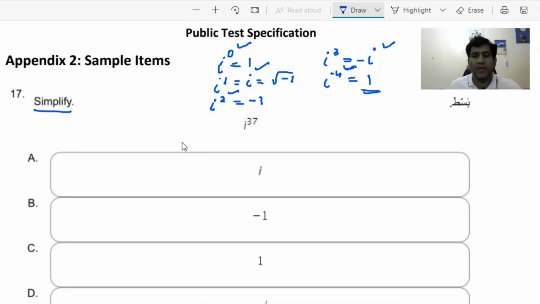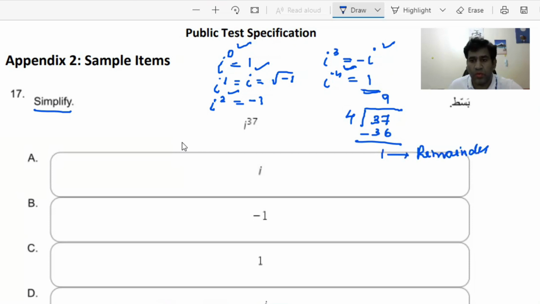Follow a simple technique to find it, whatever the number, 37, 100, 200, it doesn't matter. Whatever the power of I, just take it as it is, 37, and divide this power by 4. Do the long division, don't do it by calculator, because the calculator won't show the remainder, and the remainder is the most important part here. Divide that 37 by 4. 4 times 9 gives you 36, and 37 minus 36 is 1. So 1 is the remainder here, isn't it?